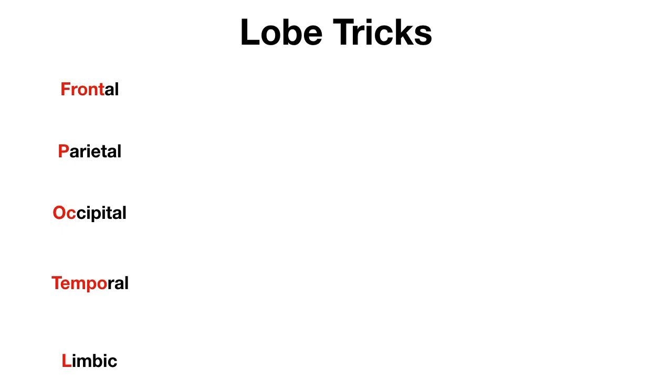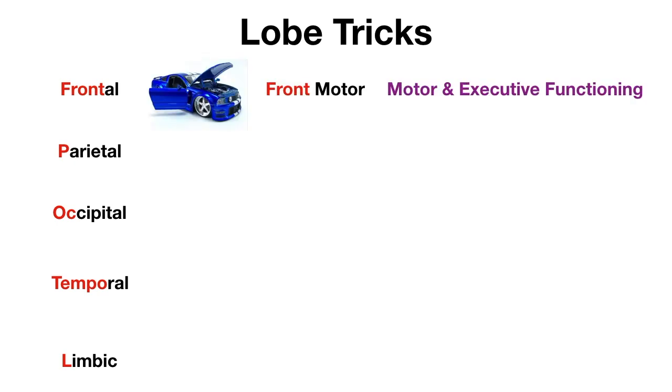Let's wrap this up with some easy tricks to remember the main functions of each of the lobes. So starting with the frontal lobe, think of the motor of a car. The engine sits in the front, and this is what drives everything else. This is what allows the car to move, and is the executive that allows the car to function. So think of the frontal lobe as being the driving force in the front of the brain. It controls motor movement, and it also controls executive functioning.